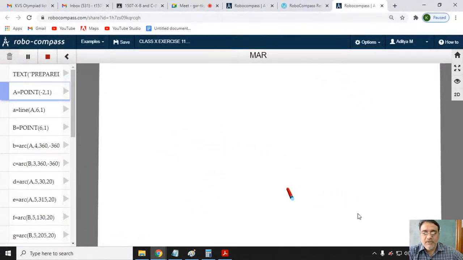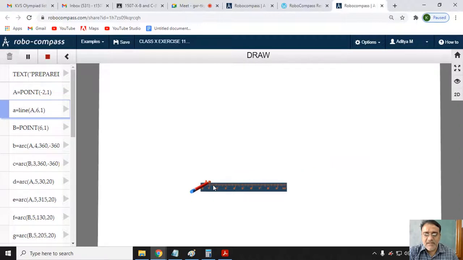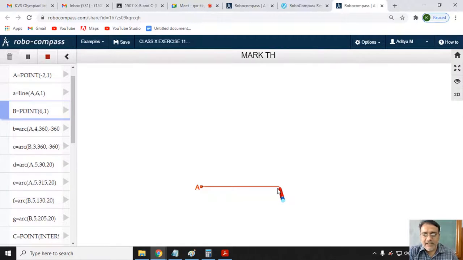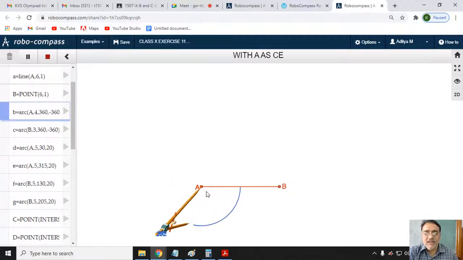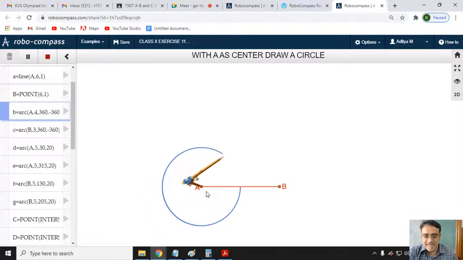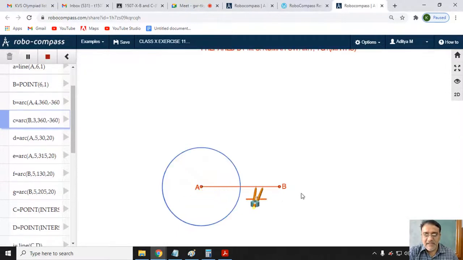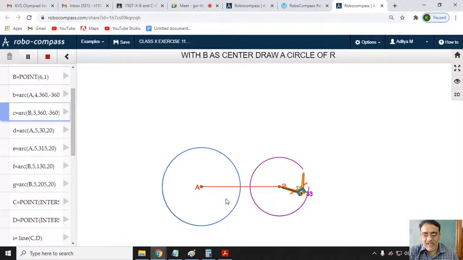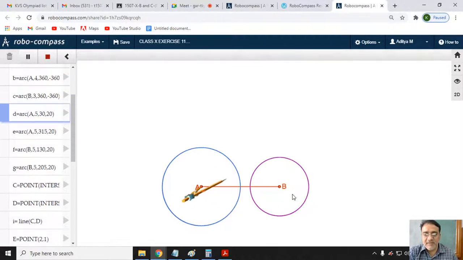First we are going to take point A. ओके, यहाँ से एक लाइन ड्रॉ करेंगे. Now we'll take this point as B, right? Now with center A, we have to draw a circle of 4 centimeter, and with center B, we have to draw a circle of 3 centimeter radius. ठीक है, ये 4 centimeter radius और ये 3 centimeter.